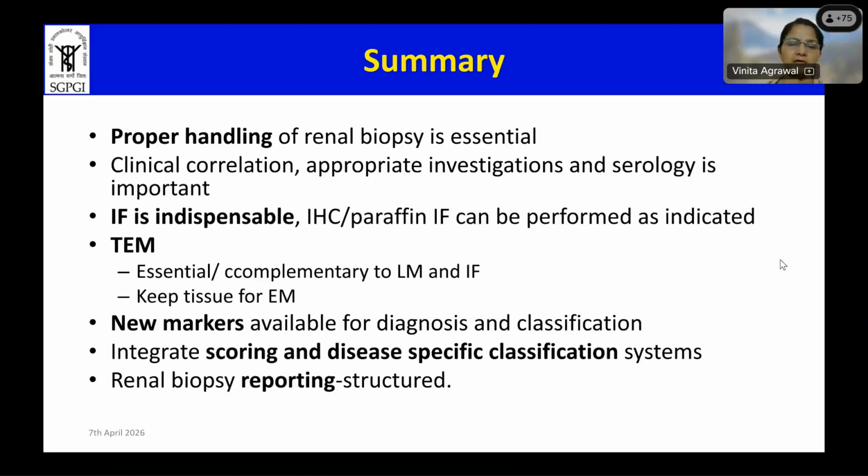Always do a clinical correlation, appropriate investigation and serology. IF has to be done in each and every biopsy, each and every. I cannot say that more definitely, without an IF, you should not report a renal biopsy. You can do an immunohistochemistry or a paraffin IF if you do not have tissue for IF. And of course, EM may be essential in some conditions like Alport's, thin basement membrane and others, organized deposition disease, but most of the time it is complementary to LM and IF.